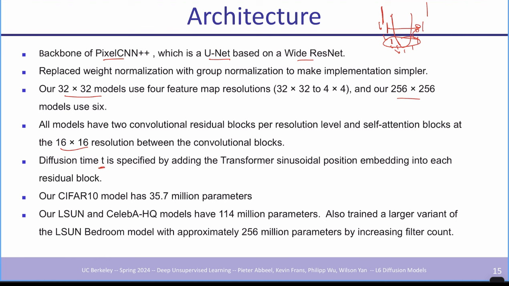Diffusion time T, which is conditioned on as you train, right? How much do I need to denoise this thing? Sinusoidal position embedding encoding, just like is often used with transformers. The CIFAR10 model, 35.7 million parameters. Then 114 million for LSUN and CelebA-HQ. And then 256 million for the largest model trained. You'll see that some of the later models are single-digit billion. So this paper was already not exactly a single-digit billion model, but pretty close to it.